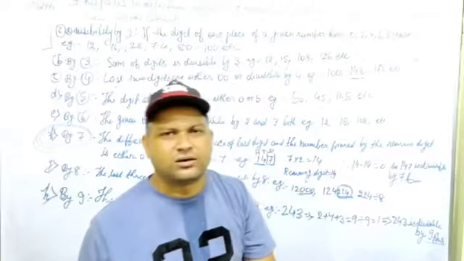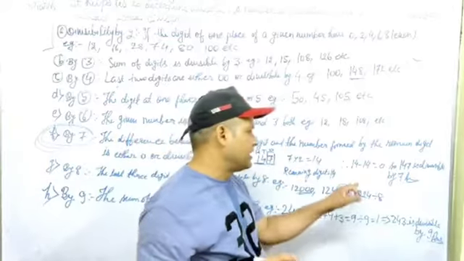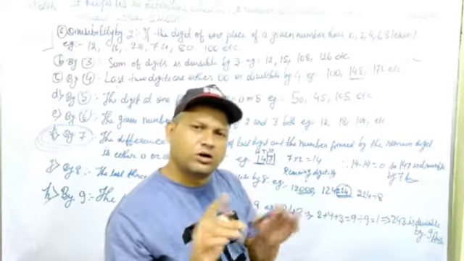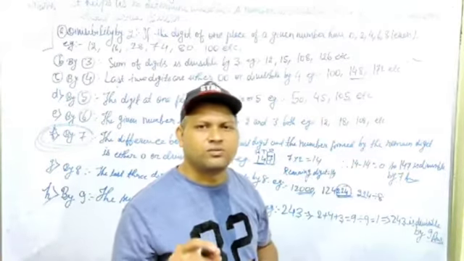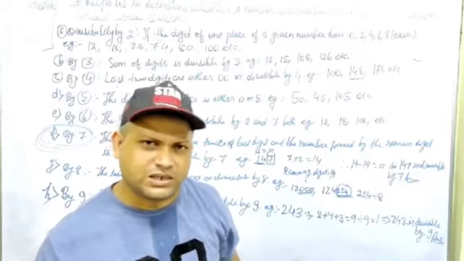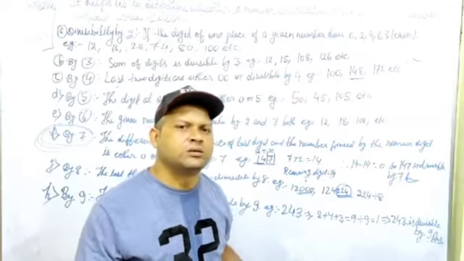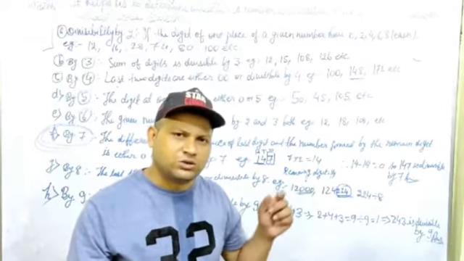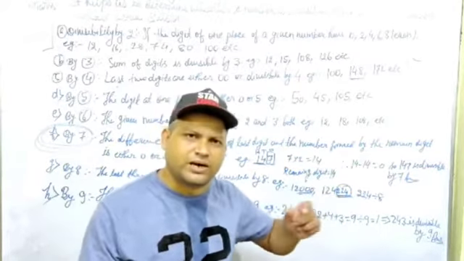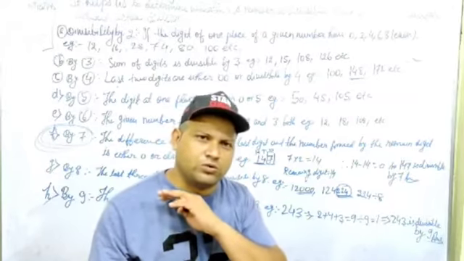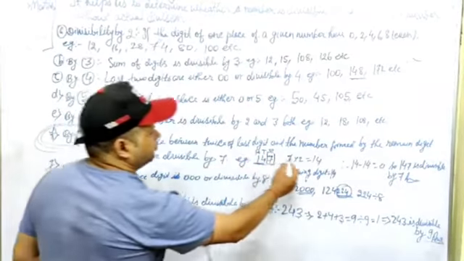After subtraction, if we get 0 or a number divisible by 7, then only the number will be divisible by 7. If the difference of twice the ones place digit and the number formed by the remaining digits is either 0 or divisible by 7, then only the given number would be divisible by 7. Otherwise that number will not be divisible by 7. This is the divisibility rule of 7.